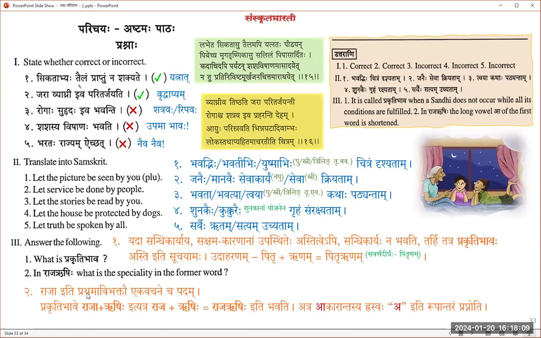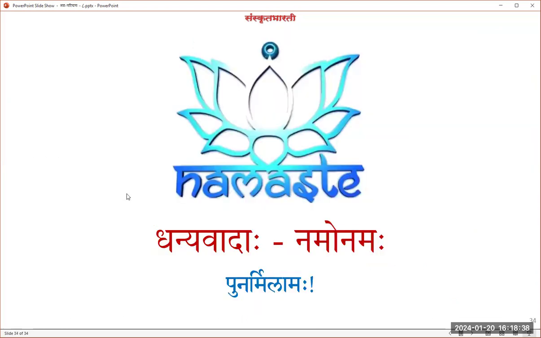Okay. Raja iti pratama vibhaktau ekavachane cha padam. Prakriti bhave Raja plus Rishihi ityatra. Raja adhikam Rishihi. Arthat Raja Rishihi iti bhavati. Atra akarantasya hrasvaha a iti hrasva rupantaram prapnoti. Etad eva visheshaha. So that's it. We have finished 8th lesson.